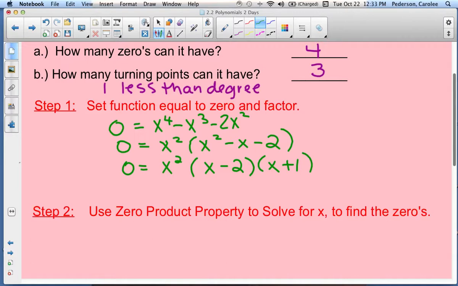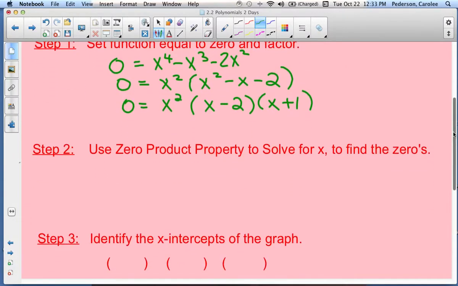I'm going to go to step 2 and use the zero product property. I'm going to set each of the factors equal to 0 and solve for x. So I have a factor at x squared, so I'm going to set that equal to 0. I have a factor at x minus 2, so I'm going to set that equal to 0. And then I have my last factor of x plus 1. Set that equal to 0. And I solve them separately for x.